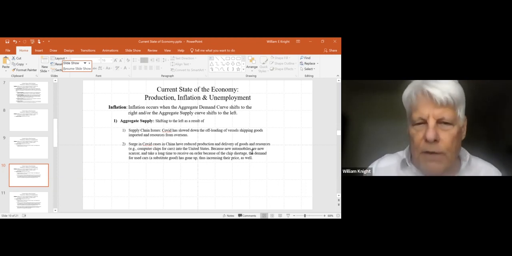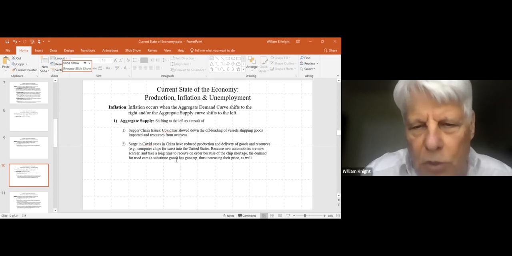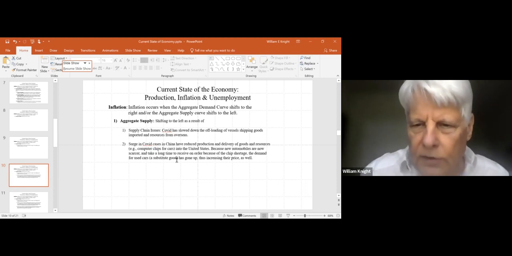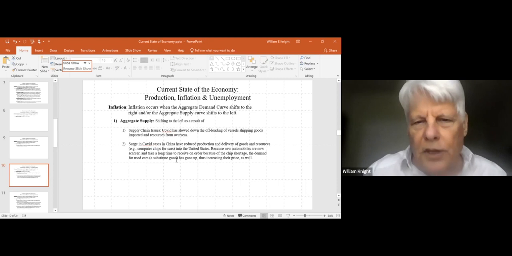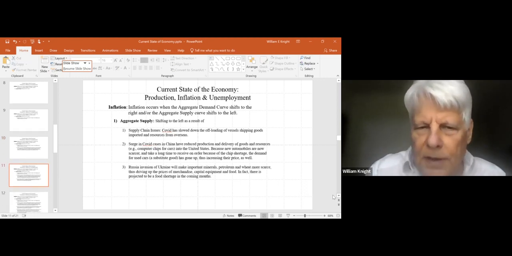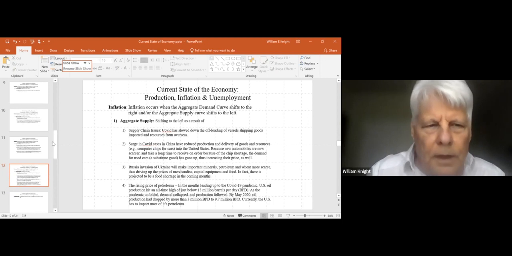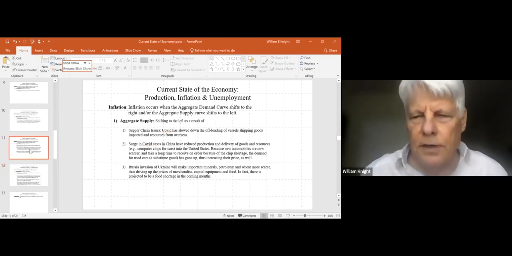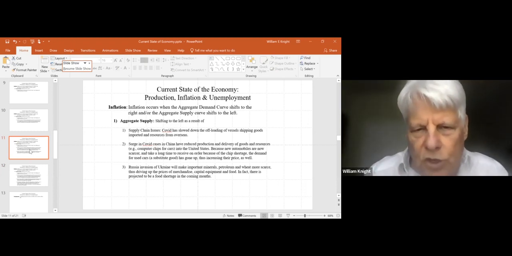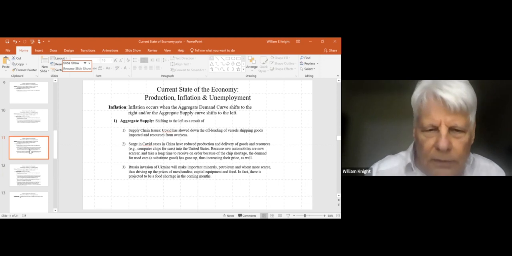As a result, the demand for used cars, which of course is a substitute good like butter and margarine, goes up. Sorry, if the price of butter goes up, the demand for margarine goes up. In the same way, the price of new cars goes up, the demand for used cars goes up, and thus increasing their price. So the COVID in China is producing problems as well. That's also contributing to the leftward shift in the aggregate supply curve.